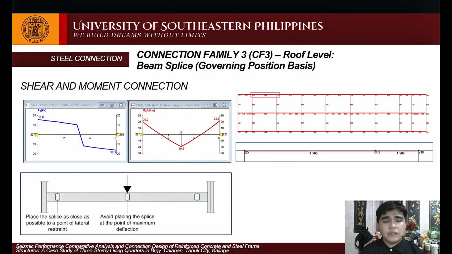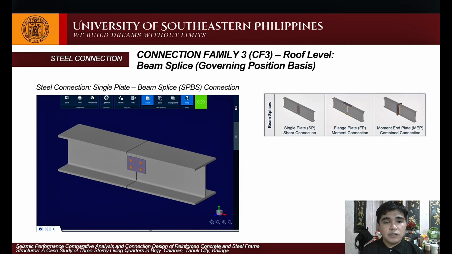We have here connection family number 3 for the roof level beam splice for the governing position. We have here the shear and moment diagram, and since the location of the higher moment is at the midspan, for the theoretical placement of the splice, we will place it at L/3 of the beam length, so it will be 1.5 meters from the right side. So this is a design for the single plate beam splice, SPBS, with a utilization ratio of 0.29.